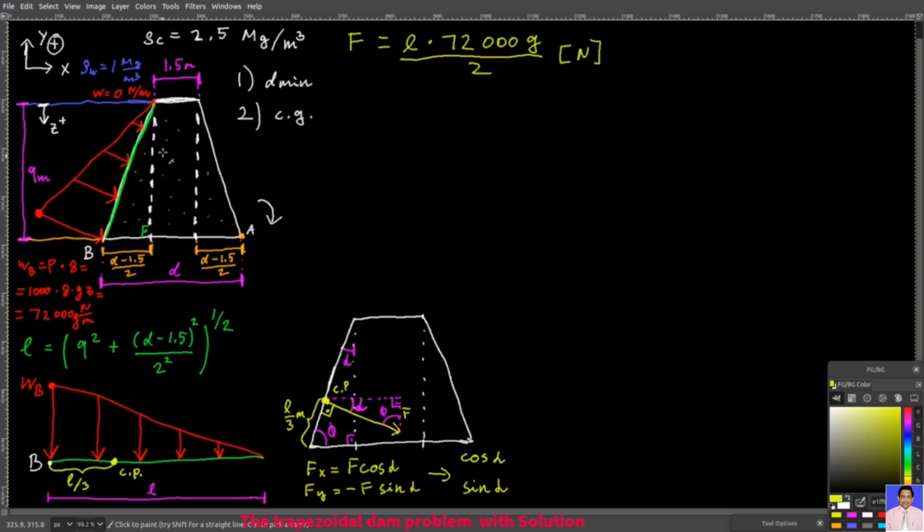You know that the vertical side is 9 meters and the horizontal side is this one here, (d - 1.5) over 2. And you know that this is your angle alpha. And you also know that your hypotenuse is L, which is this one here. So right away you can say that cosine alpha equals 9 over L meters, and sine alpha equals ((d - 1.5) over 2) divided by L.